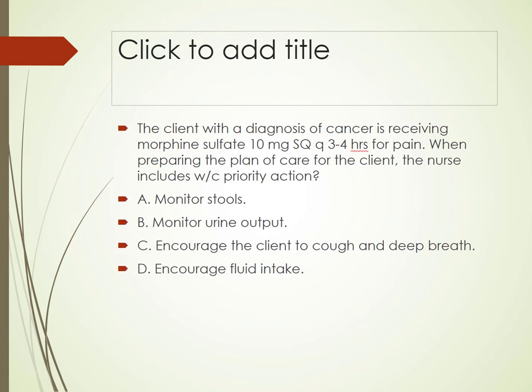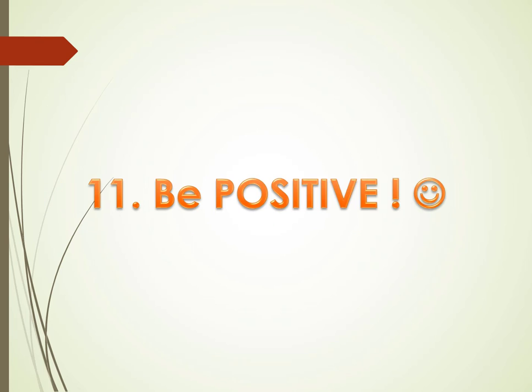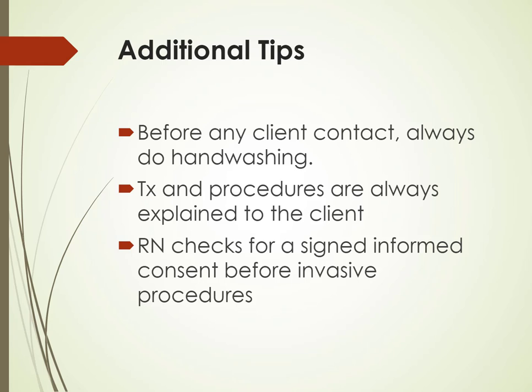This is another example of questions, and I will let you guys try to answer this. You can pause the video and try to think about what would be the answer on this one. This is the answer. These are the strategic keywords that you have to look for, and this is the answer. Now use the nursing process effectively. It means that make sure you assess first before you intervene. Always be positive. Additional tips for NCLEX-RN test-taking strategies, like this one.